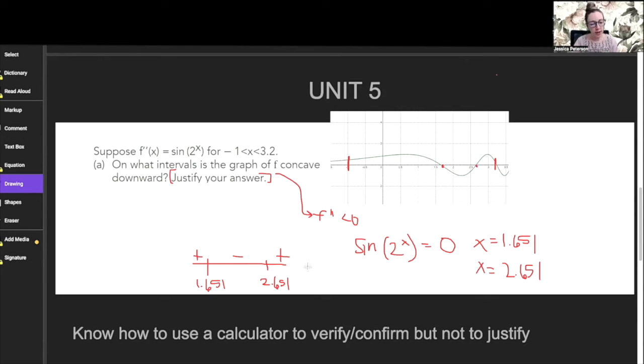And then last thing, especially on these free response questions, we want to clearly state what our answer is. So especially on these questions, really making it clear that our answer is 1.651 is less than x, which is less than 2.651. That's going to be our final answer.